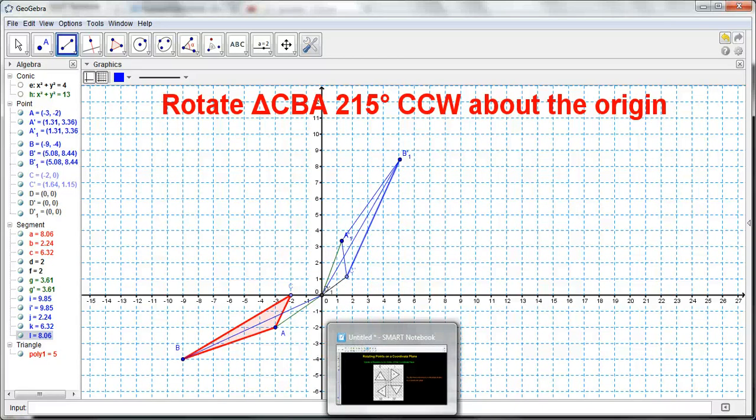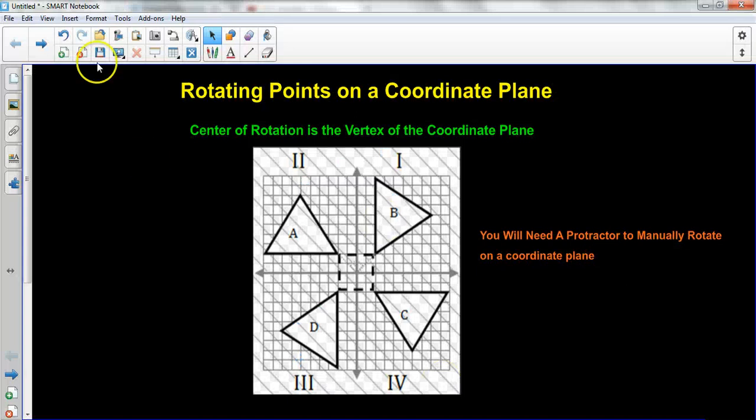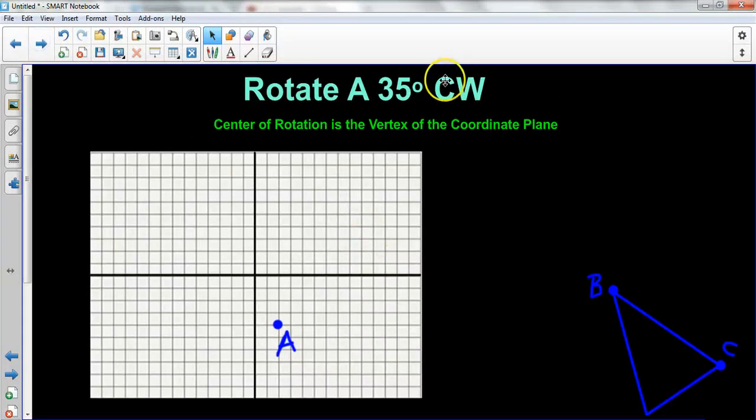Let's do another one of those, and let's use a compass here and a protractor, and let's do this by hand. Okay, so let's take this. We're going to rotate this point A. Let's start with this point A here, 35 degrees clockwise.